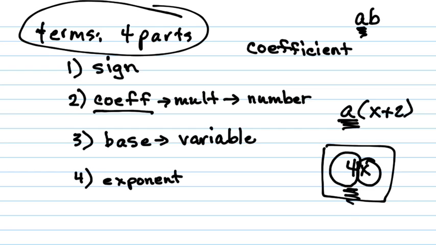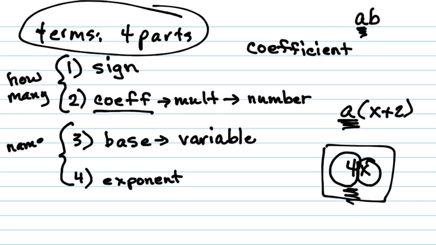Now, also, it's critical that you understand what each part does. These first 2 parts literally tell you how many of something that you have. It's like saying I have 4 cars in the parking lot, right? 4 tells you how many of them. Cars tells you what they are. And the base and exponent literally name the term.